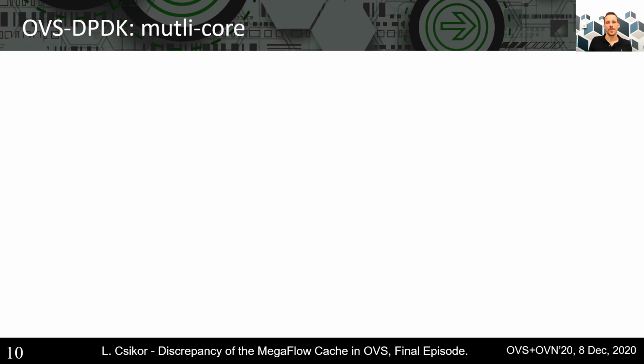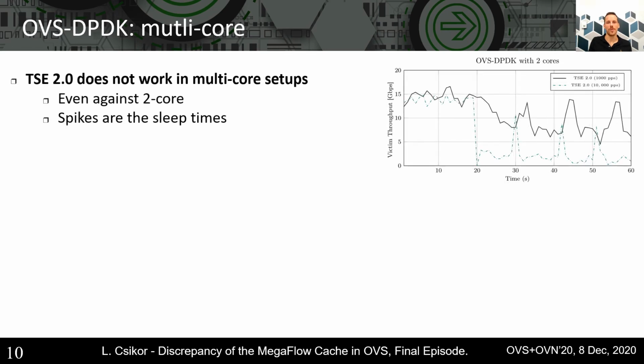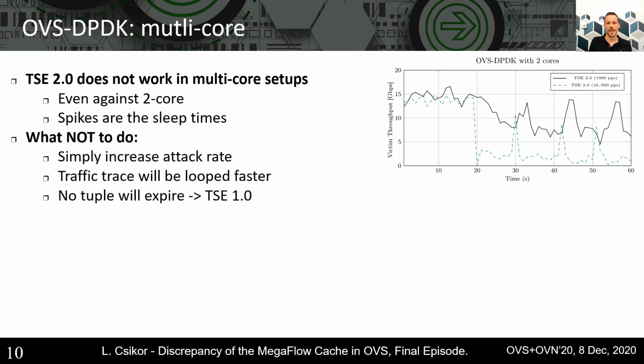Let's see what happens if OVS-DPDK can scale up to multiple cores. We observe that the previous method does not work, even if we increase the attack rate tenfold. So simply increasing the attack rate is not sufficient, and it eventually leads to the original TSC attack, as by faster looping through the traffic trace, we don't let any tuple expire. So what can we do then?